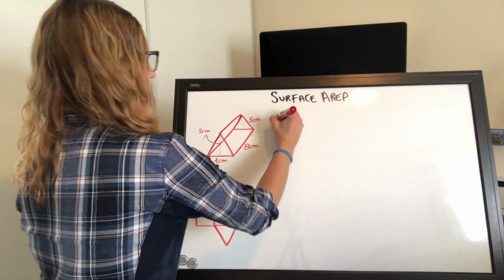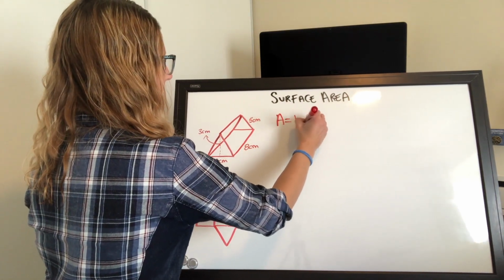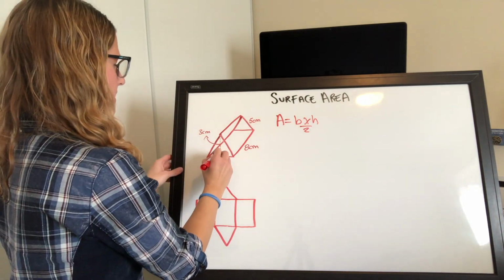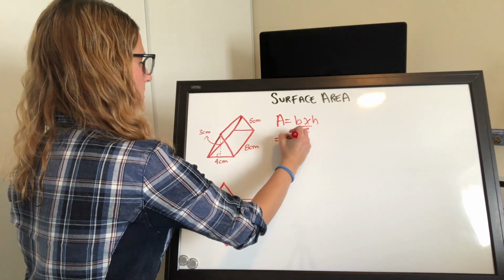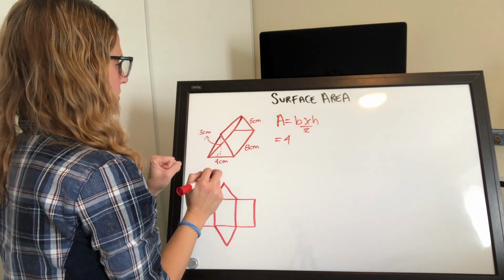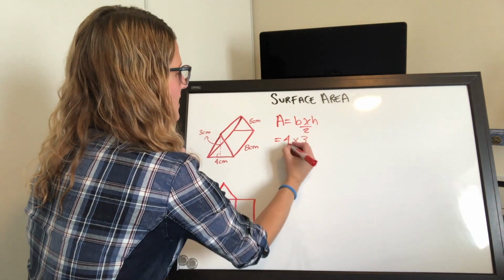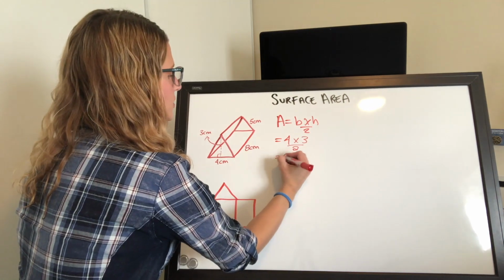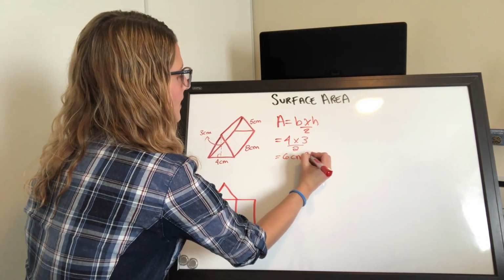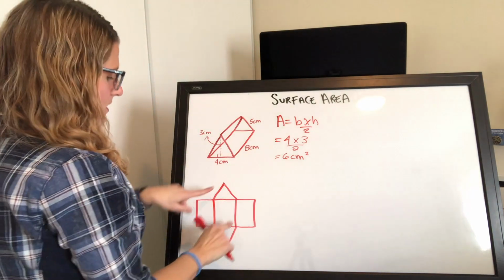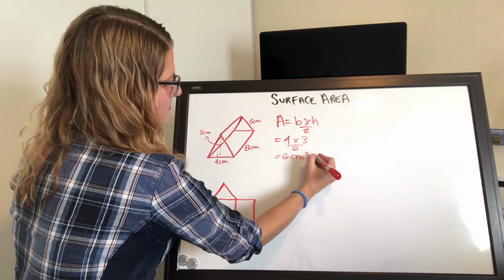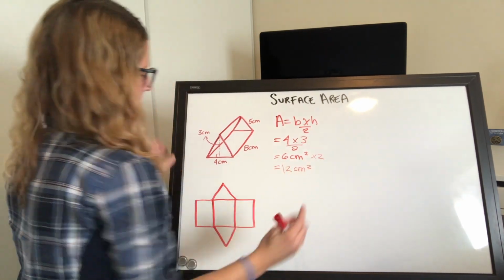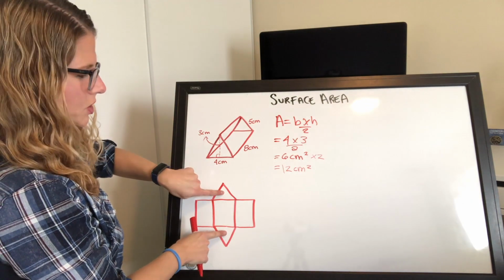So area equals base times height divided by 2. And the base, we can see here, is right here, which would be 4 centimeters, and we can see the height that is perpendicular to the base times 3, and then you're going to divide that by 2. So 4 times 3 is 12, divided by 2 is 6 centimeters squared, but because there are 2 of them, you're going to multiply it back by 2 and get 12 centimeters squared because you've got 2 triangles.